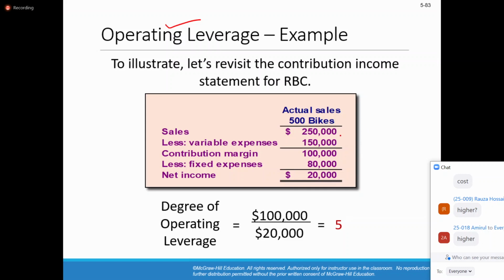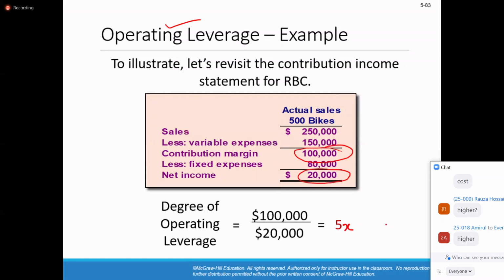So this amount, and we see that our contribution margin is this amount, 100,000. It is our numerator, and what is our denominator? Our denominator is the net operating income. So if I divide this contribution margin of 100,000 by the net operating income of 20,000, we have an operating leverage of 5. Sorry, not 5%. Here it is actually expressed in terms of 5 times or 5x.